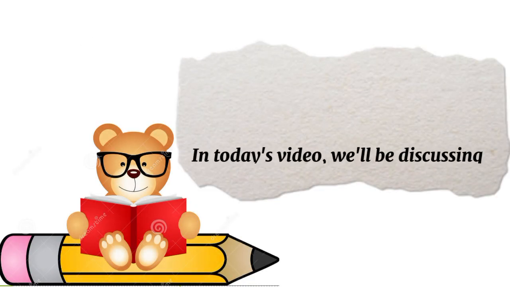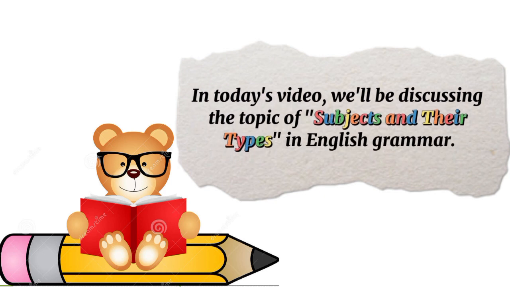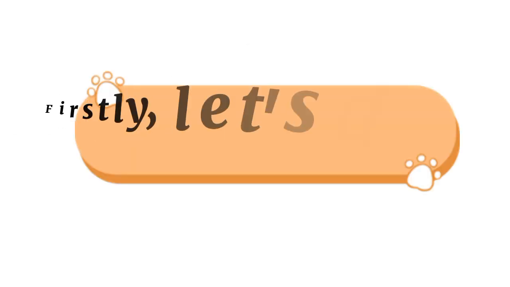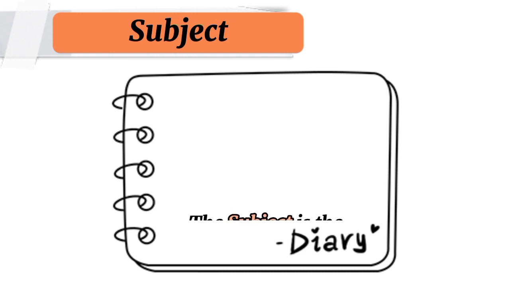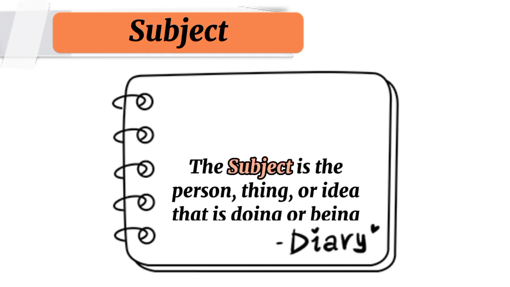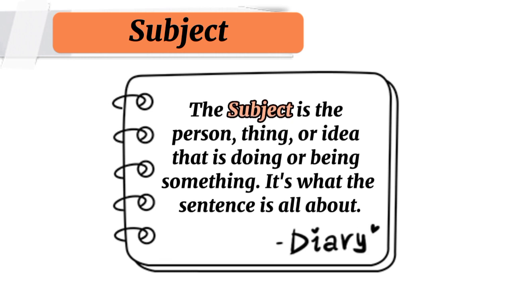In today's video, we'll be discussing the topic of subjects and their types in English grammar. Firstly, let's define what a subject is. The subject is the person, thing, or idea that is doing or being something. It's what the sentence is all about.